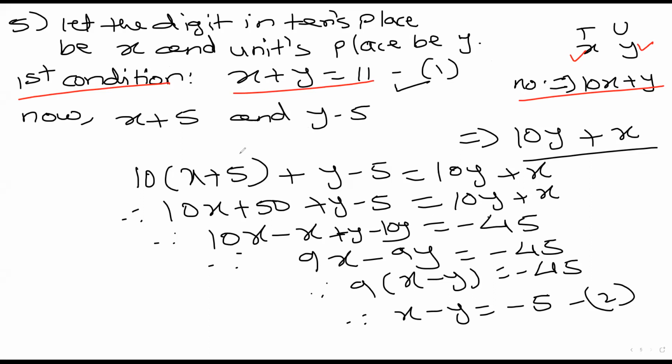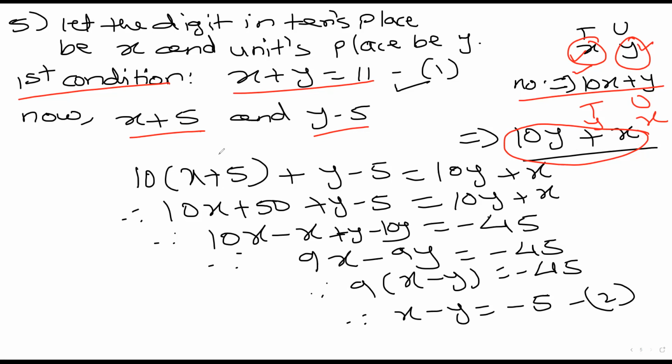Now they have said that when 5 is added to the digit in the tens place and 5 is subtracted from the digit in the units place, then the digits are reversed. So when the digits are reversed, you get y in the tens place and x in the units place. So on reversing the digits, what is the number? 10y plus x. The original number was 10x plus y. On reversing the digits, you get 10y plus x.